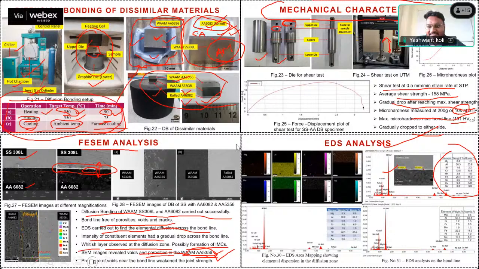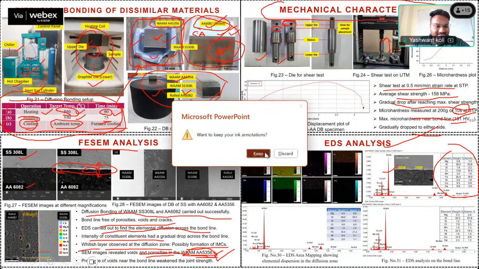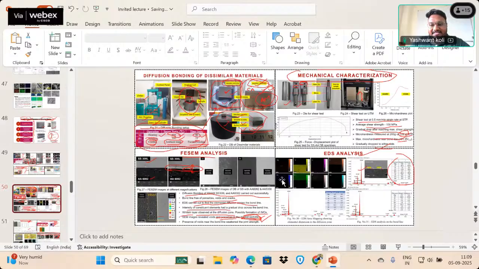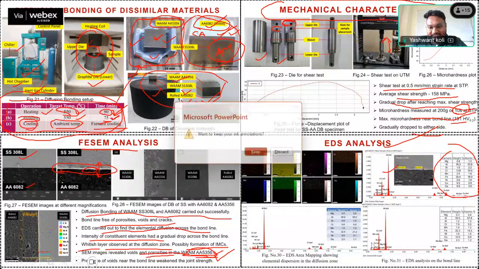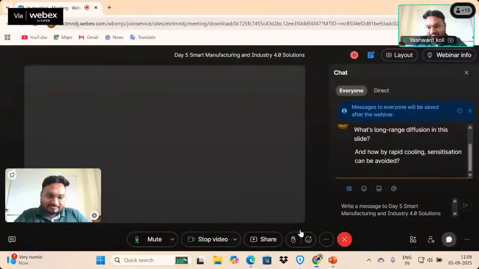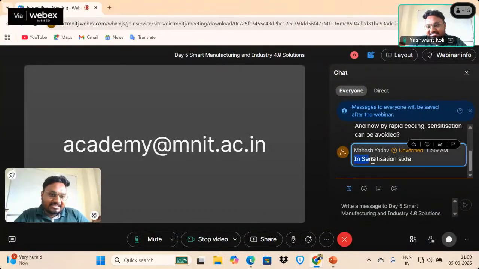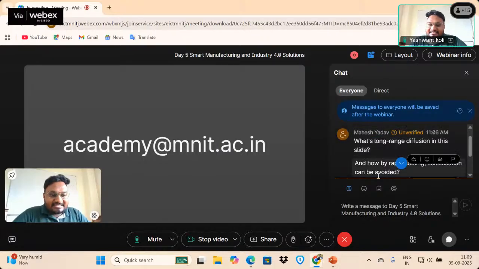I think sensitization is a different question. For diffusion bonding, the holding time is this as per the extensive literature survey we have done, and we have done some trial tests also. If we keep 90 minutes and 75 minutes, we have already done some extensive experiments. Then only we decided these process parameters. And coming to the second question, in the sensitization slide, how can sensitization be avoided by rapid cooling?